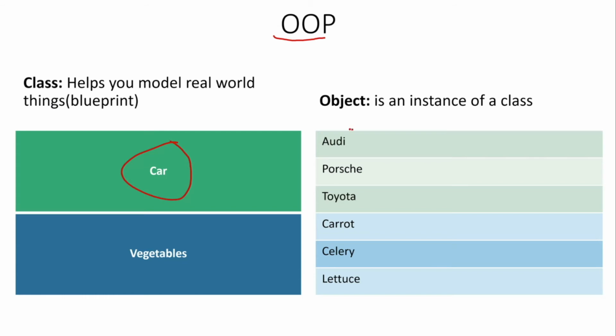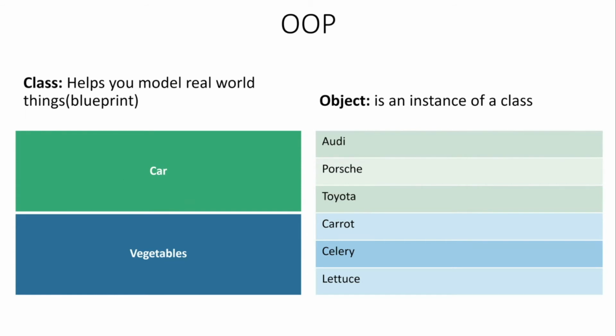So for example, you have an Audi, right? Manufacturer, Audi. Model would be something. The color would be something. But it would be able to do everything that the blueprint says, right? And everything would be built off of the blueprint. Same if you would model a Porsche or a Toyota.